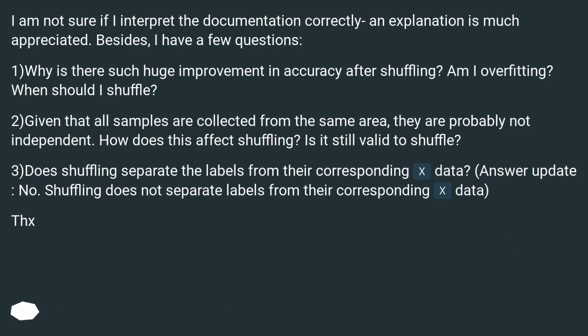Besides, I have a few questions. 1. Why is there such a huge improvement in accuracy after shuffling? Am I overfitting? When should I shuffle? 2. Given that all samples are collected from the same area, they are probably not independent. How does this affect shuffling? Is it still valid to shuffle? 3. Does shuffling separate the labels from their corresponding X data? Answer update: no. Shuffling does not separate labels from their corresponding X data. Thanks.